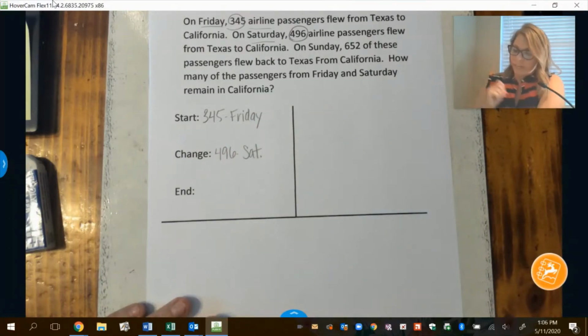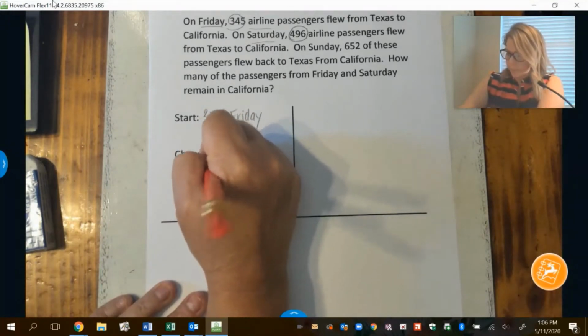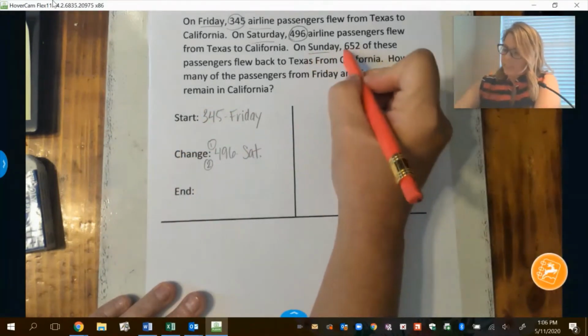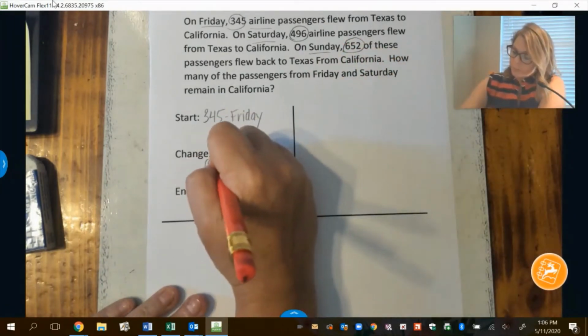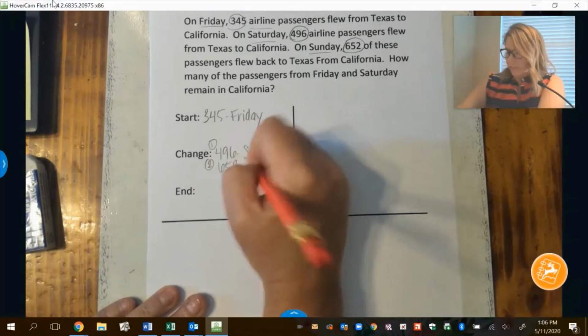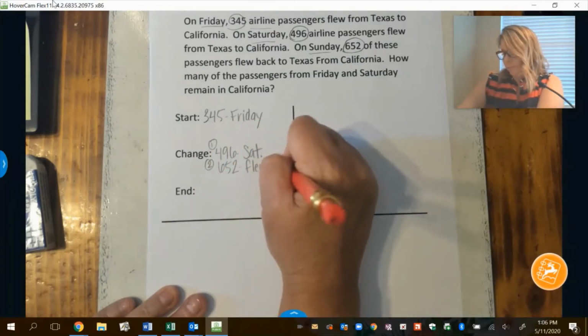And then on Sunday, okay, here's another change, so we're going to make this one change 1, next part will be change 2. On Sunday, 652 flew back.